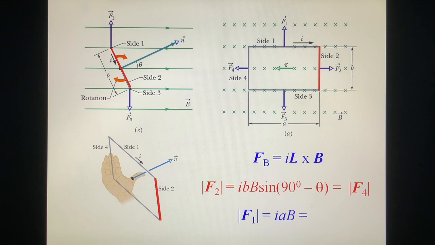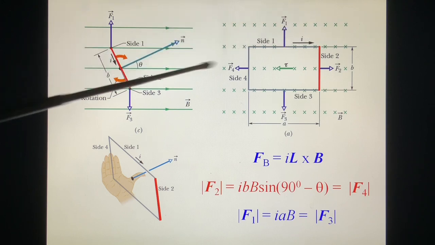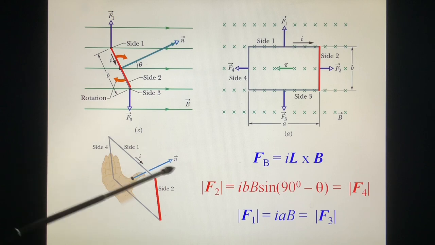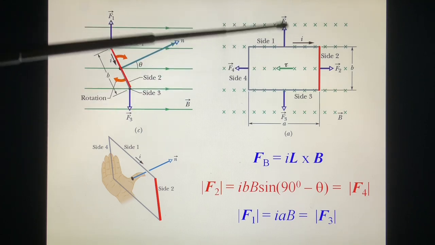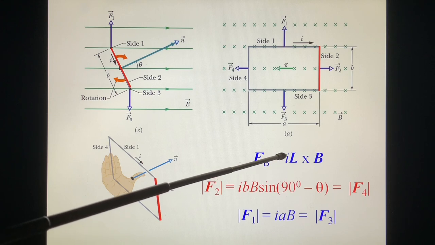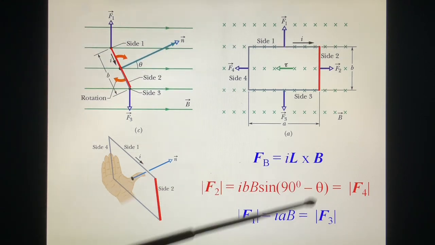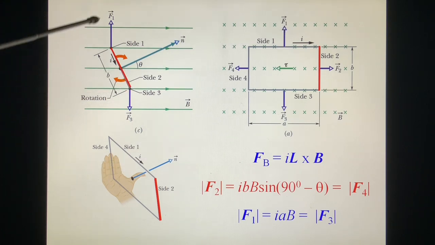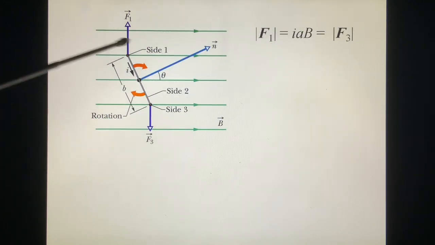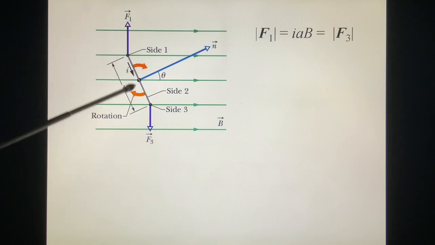okay? And then F1 and F3, F1 and F3, they are perpendicular to the field, right? Look at this one. They're perpendicular to B. So the magnitude is I, the length is A, B, the angle is 90 degrees, sine is 1. They are equal and opposite, but wait, you see this one? This is F1, this is F3. They are not acting on the same line. So let's see what's happening. Even though they have the same magnitude, they are not in general on the same line.